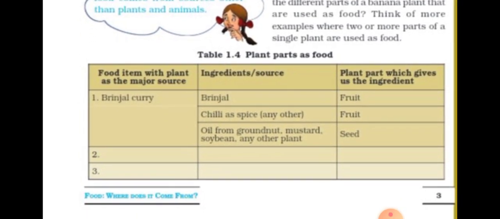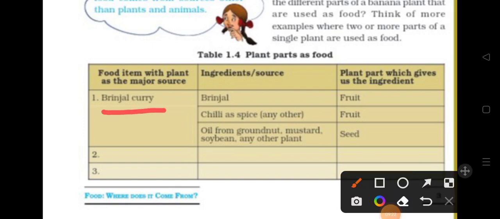Okay, now move to next. So see table 1.4, food item with plant as a major source, ingredients and sources, and the last one is plant part which gives us the ingredient. Okay, so see here children, first one given is brinjal curry. How do we make brinjal curry, what are the ingredients? First of all we need brinjal, chili as a spice, oil from groundnut. Oil means you can use any one, either groundnut or mustard oil or soybean oil, but you will take only one type of oil, not all three. Brinjal is a fruit part, chili is also fruit, and oil we get from the seed of a plant.